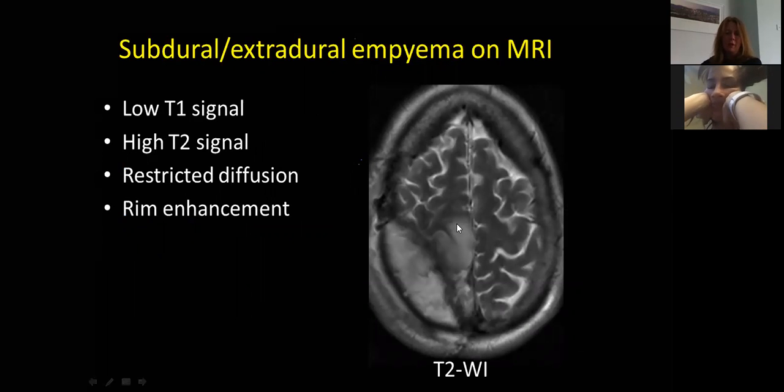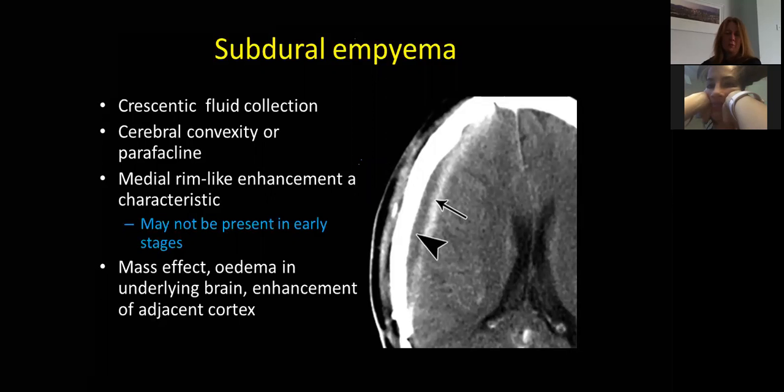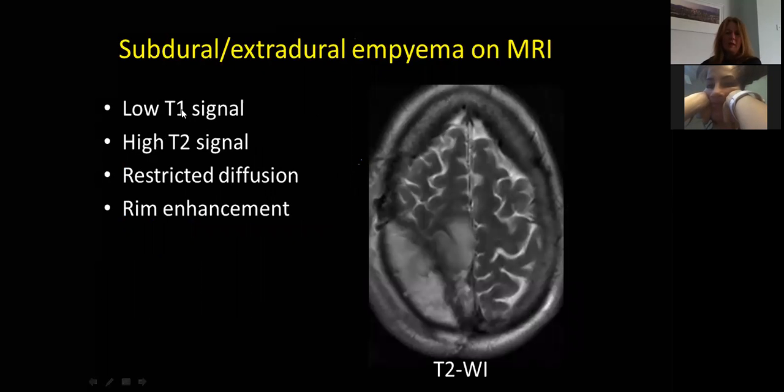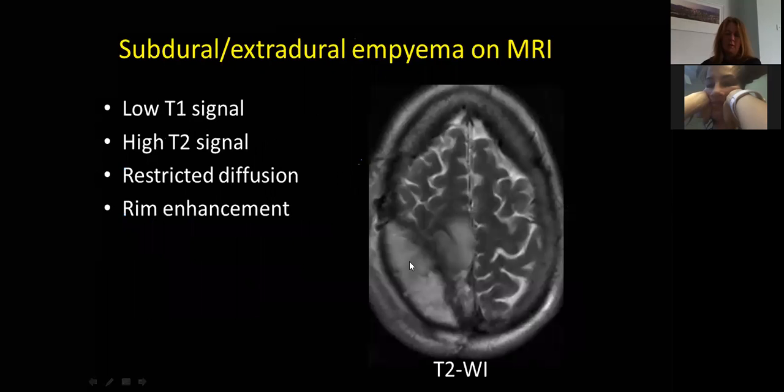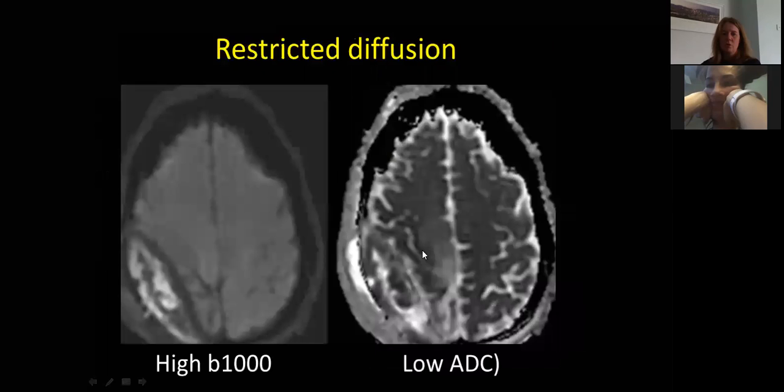Just to mention MRI, because these patients often have MRI and we've talked about them on CT. They are low on T1, bright on T2. Now this is a T2 here. This is the same patient actually as the one higher up. They will have restricted diffusion and rim enhancement. So I'm going to show you the diffusion.